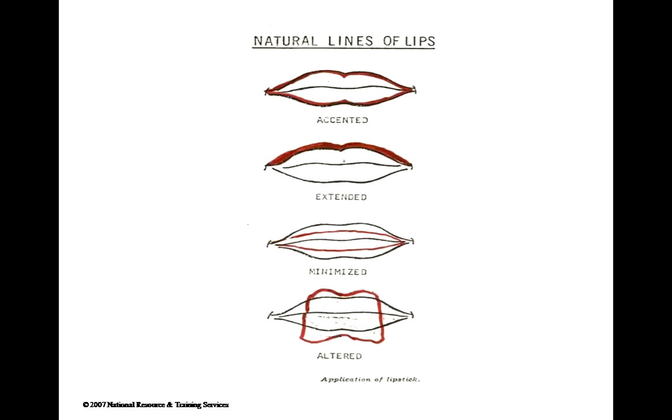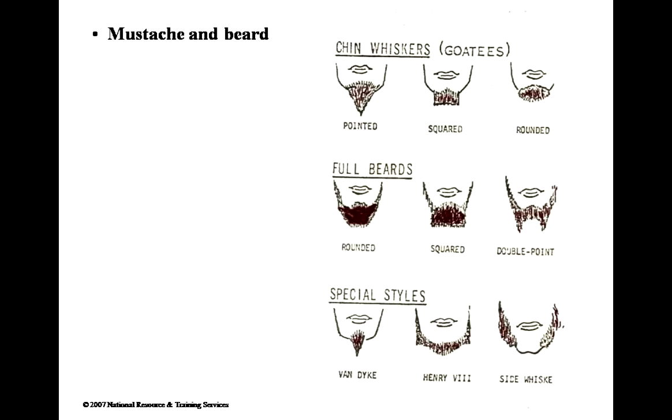The natural lines of the lips, are they accented, extended, minimized, or altered in any way? Mustache and beard. Does the person have chin whiskers? If so, what type? Does the person have a full beard? Does the person have some special style? You can see the examples here in front of you.